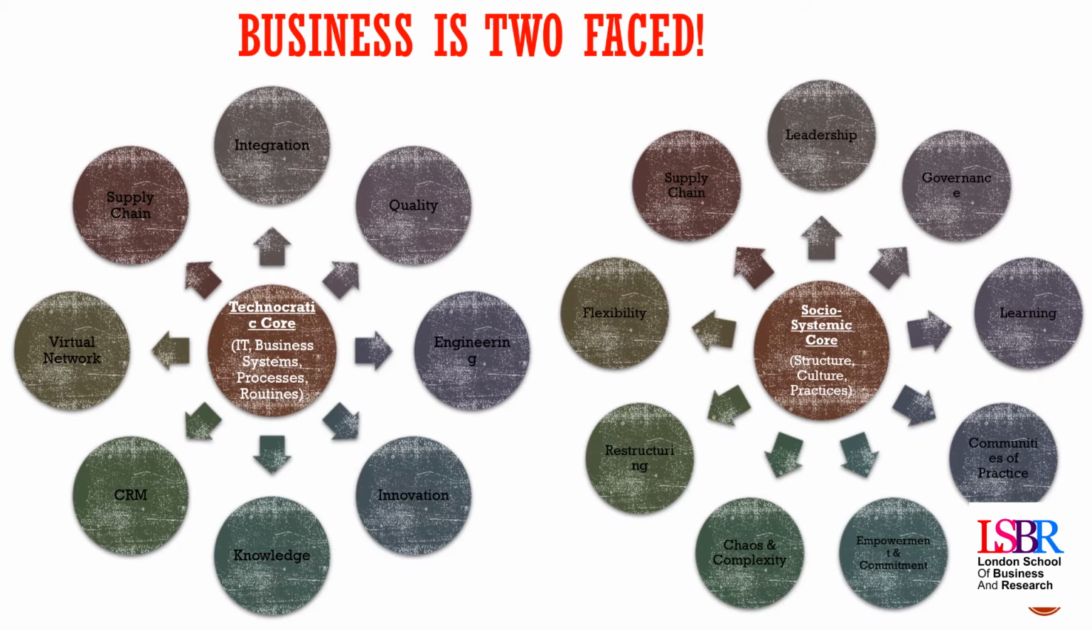So again, two sides of the business, just to reiterate the important points on this slide. The technocratic core, all about the technology, the IT, the infrastructure that holds the business together. And then the socio-systemic core, all about the people. How do the communication, the interaction, the engagement, both with customers and internal staff, come together, and how does this influence what the business does? These are the questions that we need to consider when looking at the business environment, because both of these areas will have a big influence on what the business does and what the business is able to achieve.